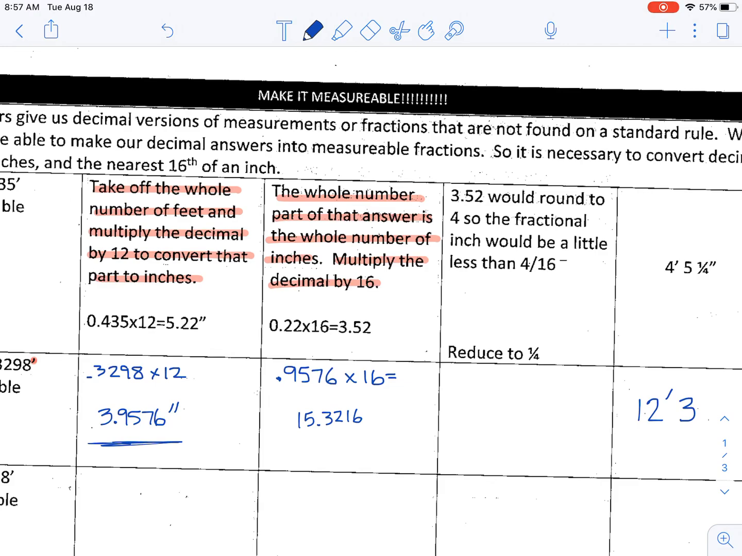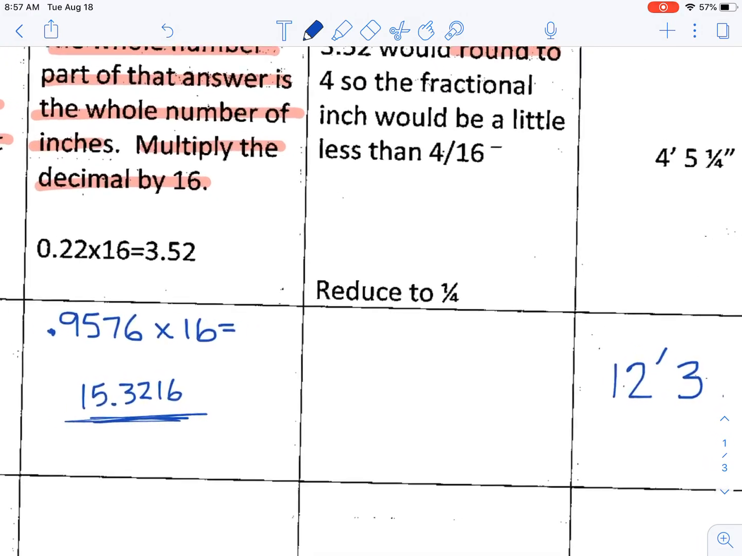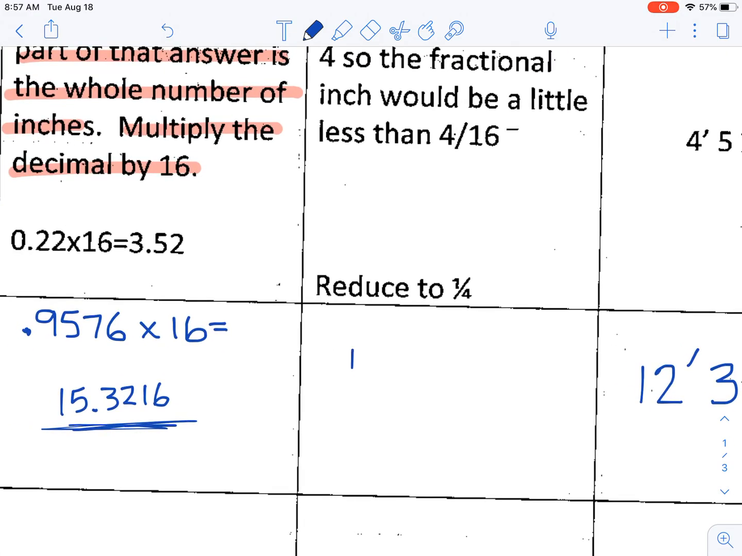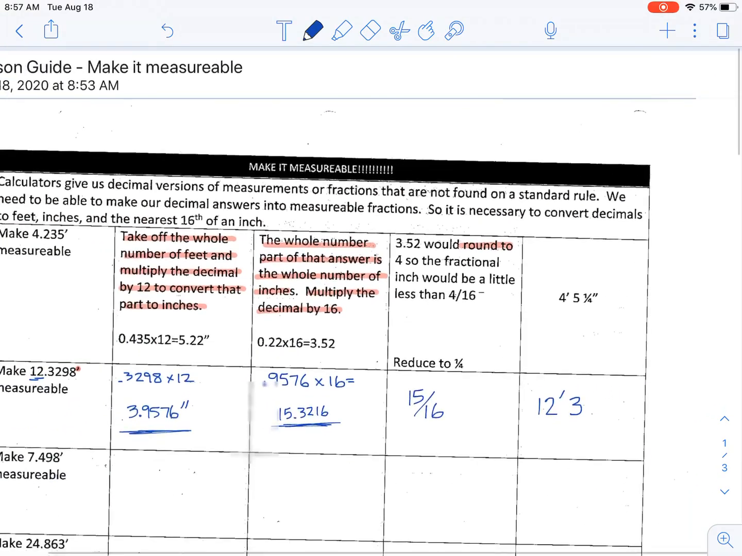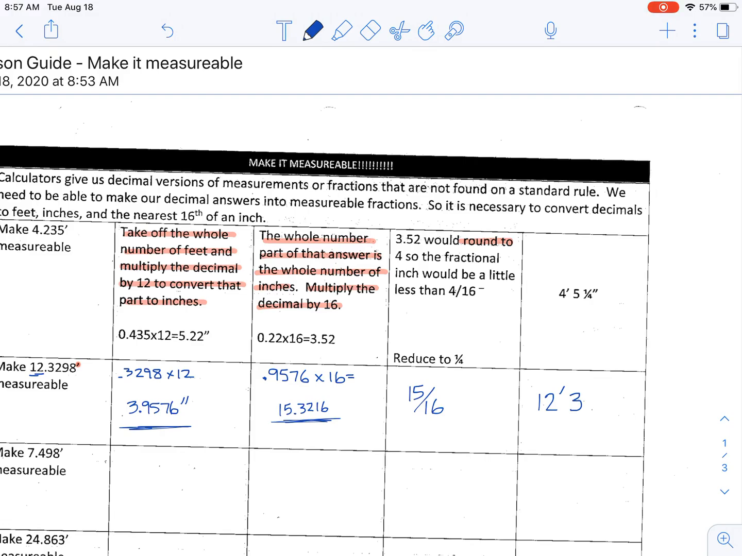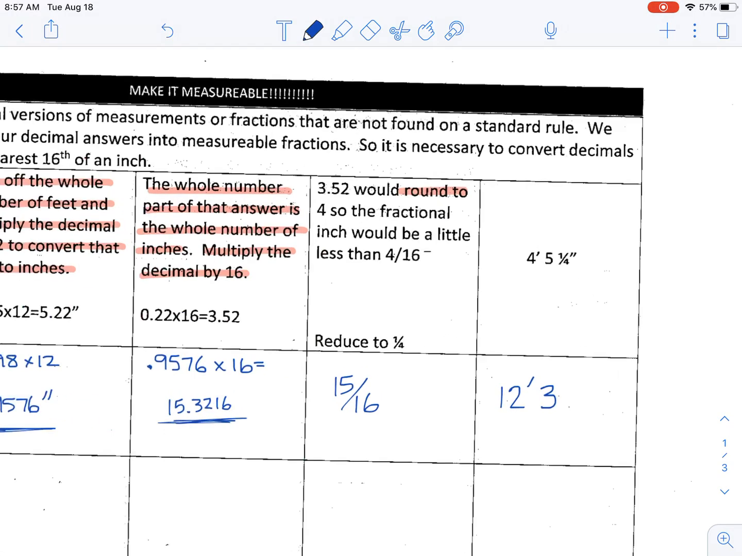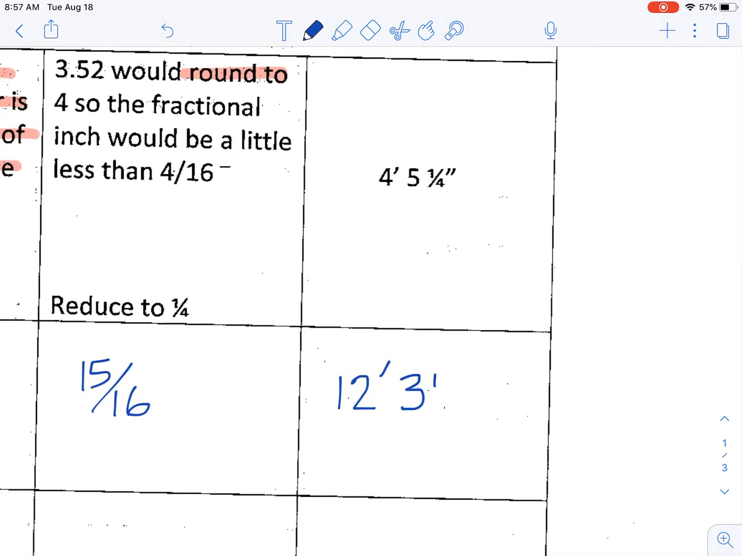The last thing that we do is round this number to either a 15 or a 16. I'm thinking that rounds to a 15, so that means it would be 15/16. We would reduce if we could, but in this case we can't reduce it. So that stays 15/16.